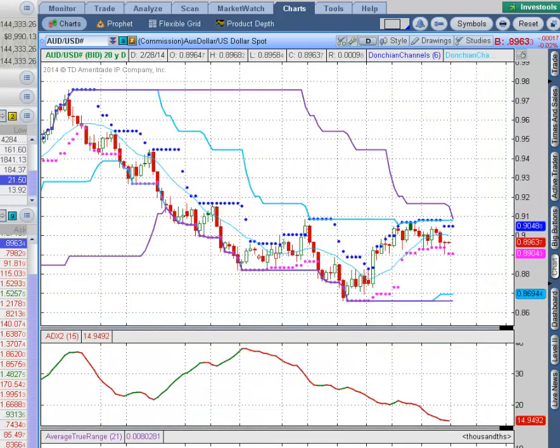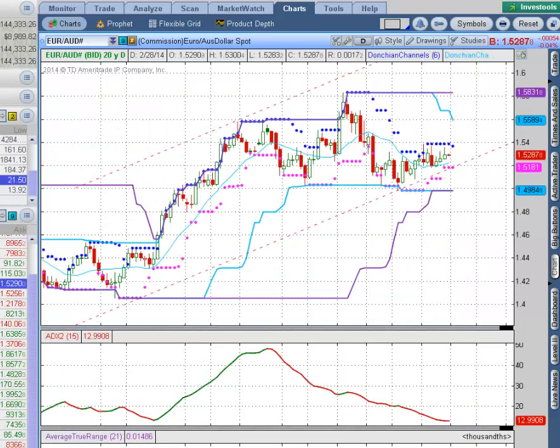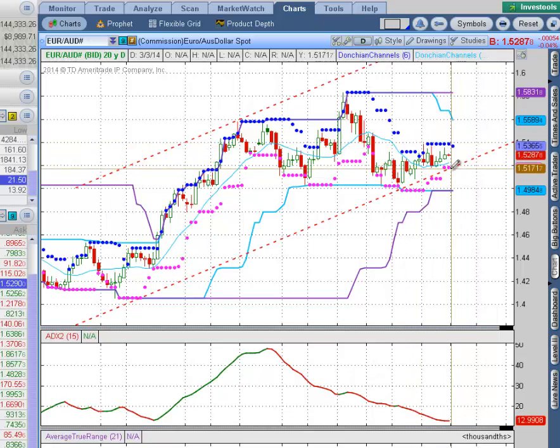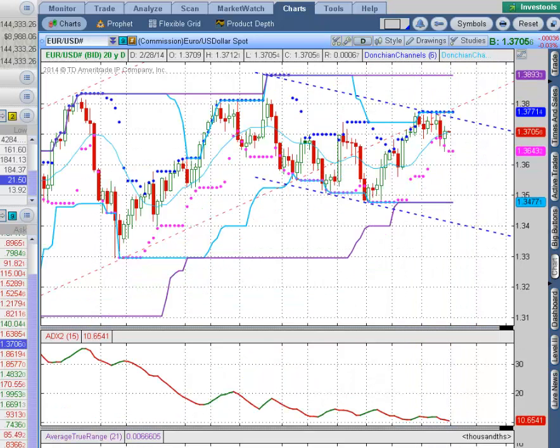Let's now look at some of the popular Forex pairs to trade. Here's the Aussie US dollar. Price continues to move sideways. Here's the Euro Aussie dollar. Price is in a medium-term uptrend channel, but it continues to consolidate at the bottom of the channel. Here's the Euro US dollar. Price remains in the short-term downtrend channel.